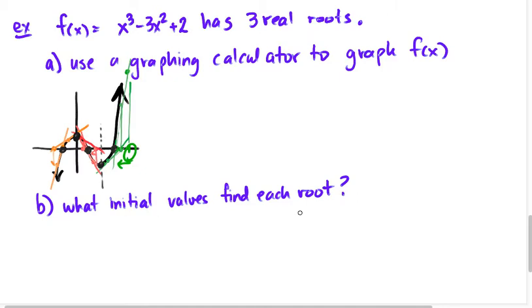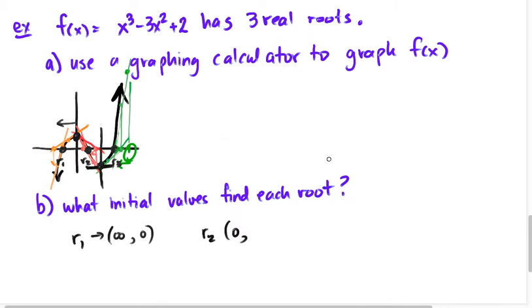So what initial values find each root? Well, if we call this root 1 and root 2 and root 3, then values smaller than here go towards root 1. So for root 1, we've got values from negative infinity all the way up to whatever value that is. It looks to me like it's 0 on the graph. And then for root 2, somewhere between 0 and whatever value this is. Well, I can find out what value that is.